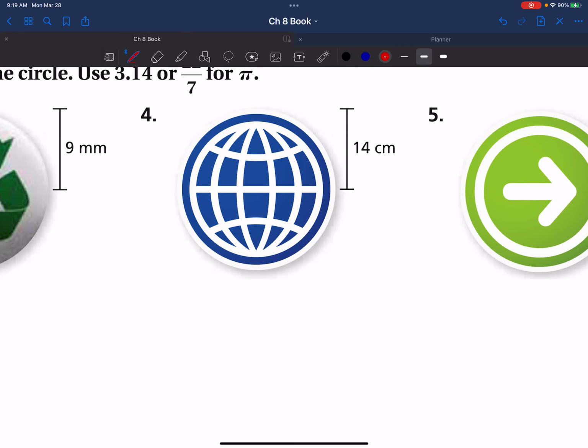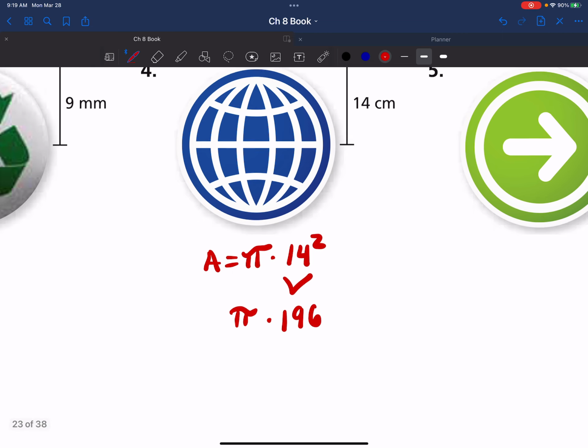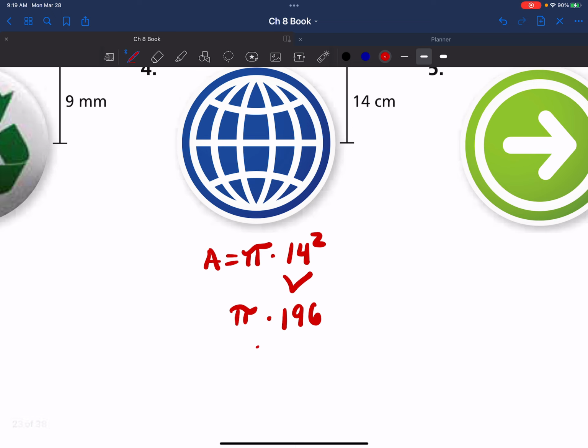They gave me a radius again, which is perfect. It says the radius is 14, so area equals pi times the radius squared. 14 squared is 14 times 14, that is 196. 196 times pi, and I'm plugging these in my calculator to go quick for you. I have no problem if you want to grab a calculator too for these ones, just because there's a lot of multiplication. I got 615.44 centimeters squared.